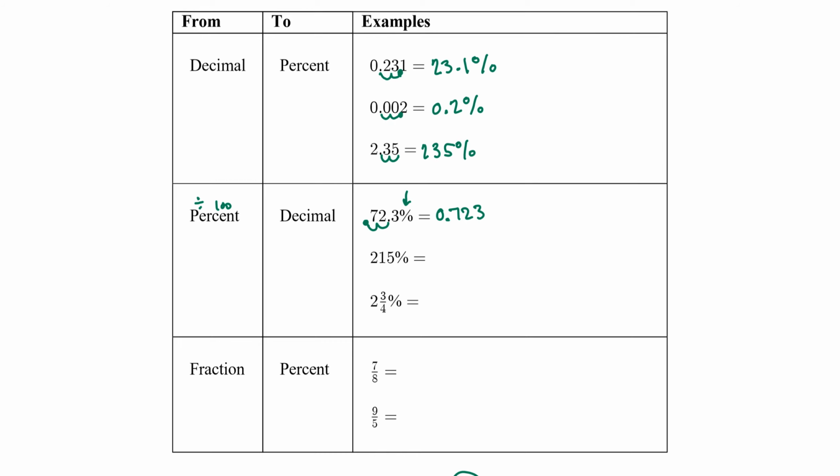Next example, 215%. Decimal lives right here originally. I'm going to move it 2 places to the left, which essentially means I'm dividing by 100. No percent there, that's a decimal, 2.15.